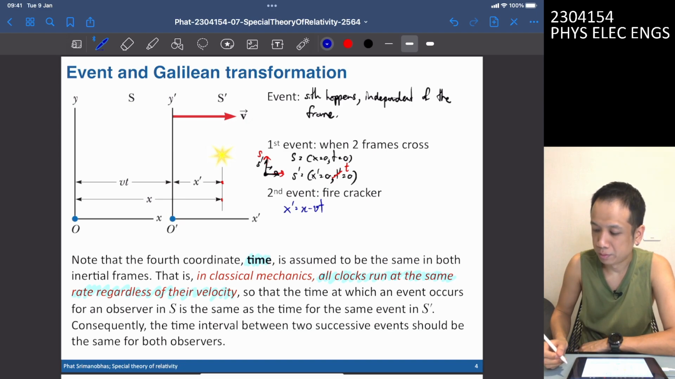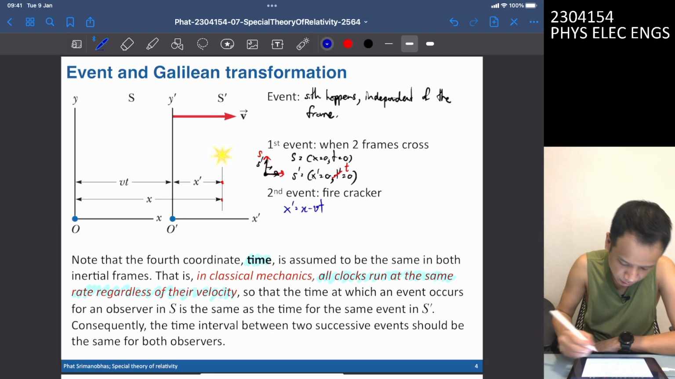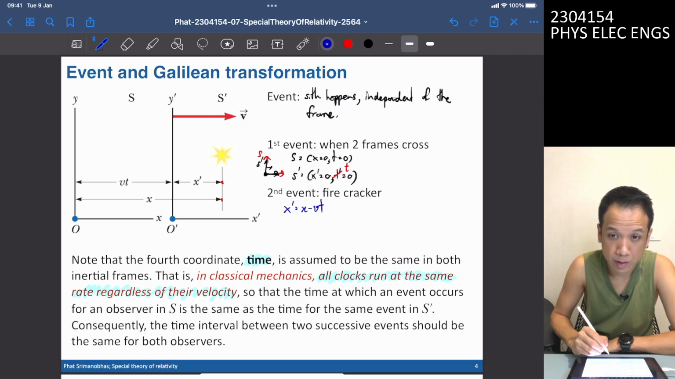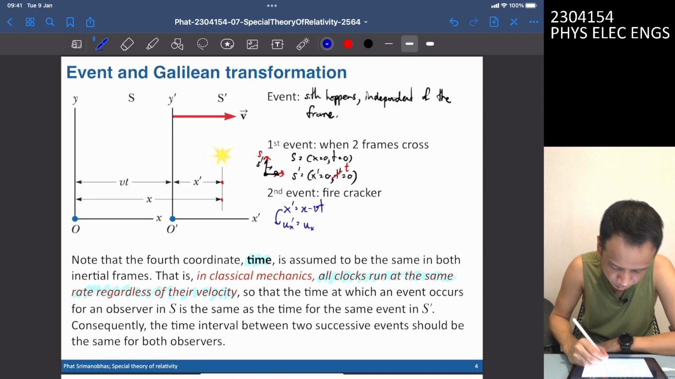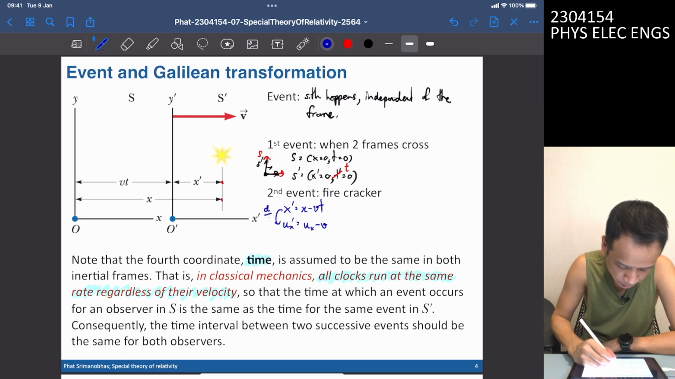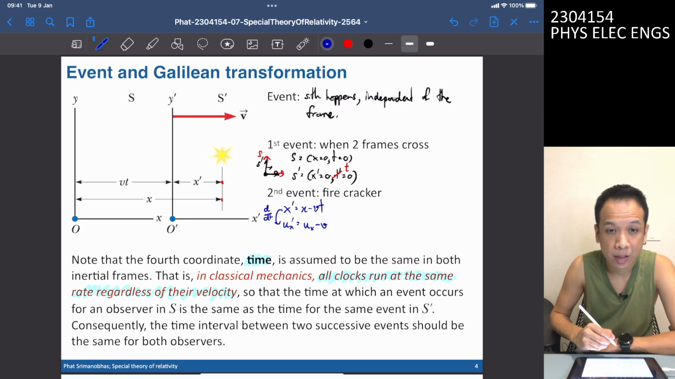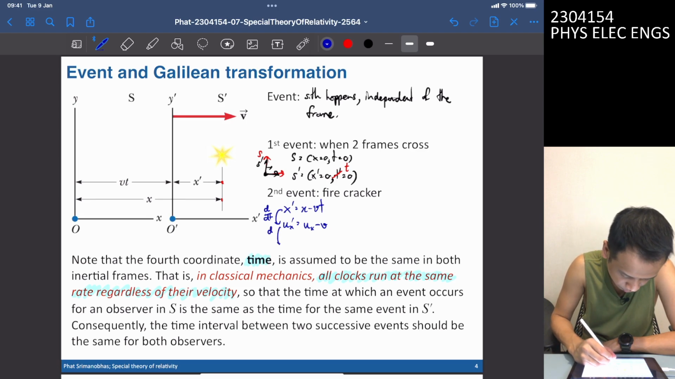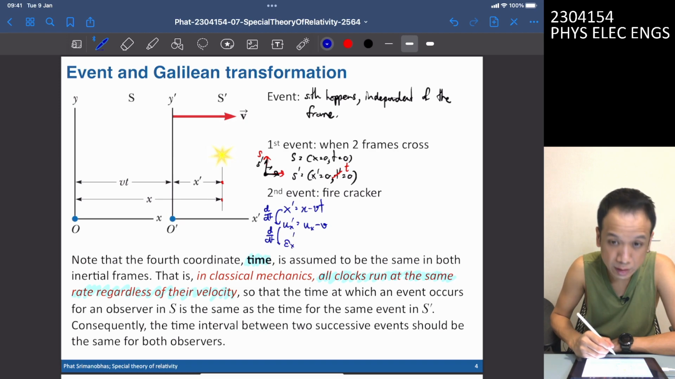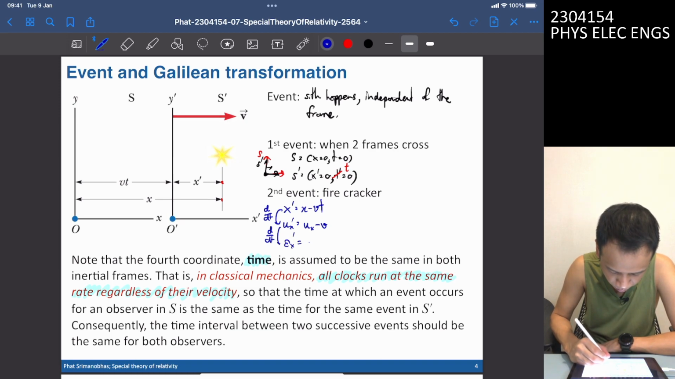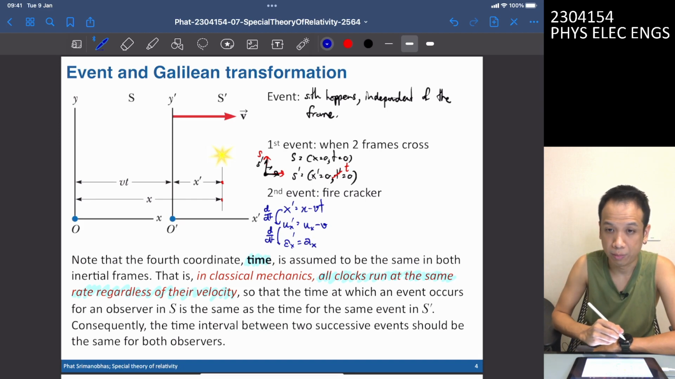Okay, and then if you're talking about velocities, velocity is the derivative with respect to time, right? So the velocity will be ux prime equal to ux minus v. You differentiate by dt, and then you differentiate again, so it becomes the second derivative with respect to time. You get the acceleration in the S prime frame equal to the acceleration in the S frame.